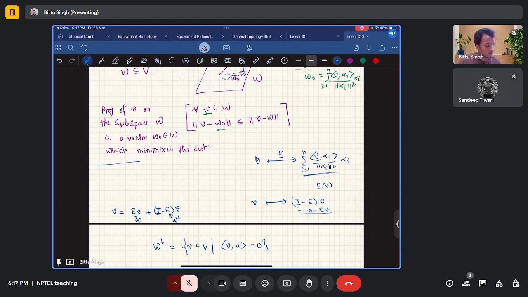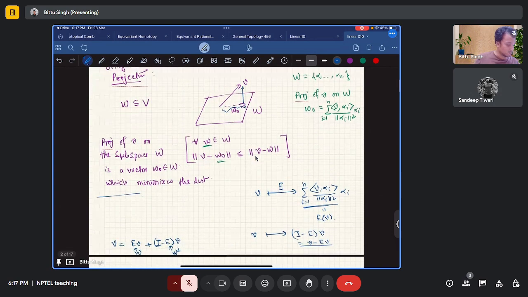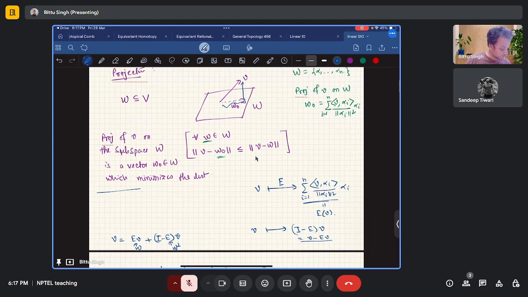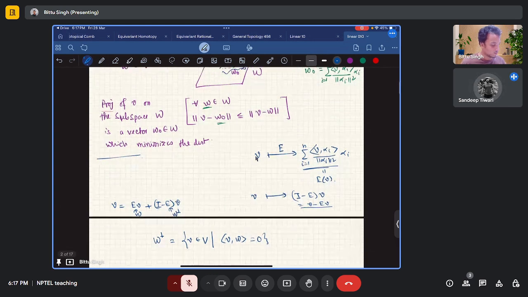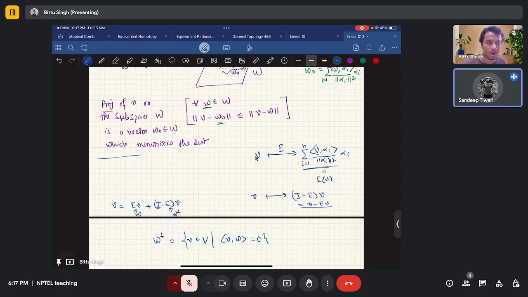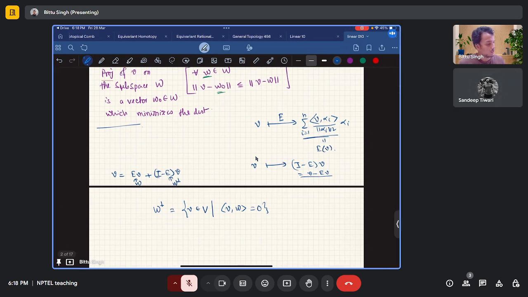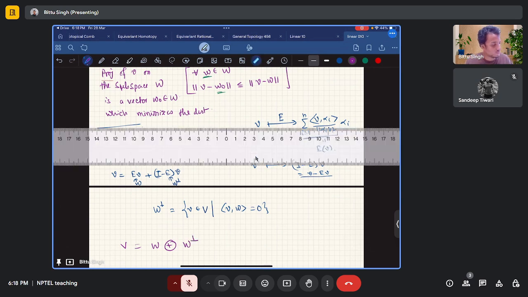Okay, so that is a summary of orthogonal projection. Sir, what is the quickest way to find the orthogonal projection of a vector? I'll tell you. From here you can see that every vector space can be written as W plus W perp because of this fact.